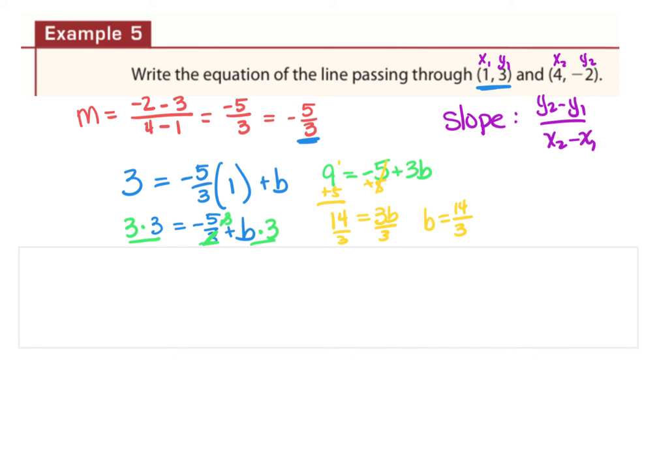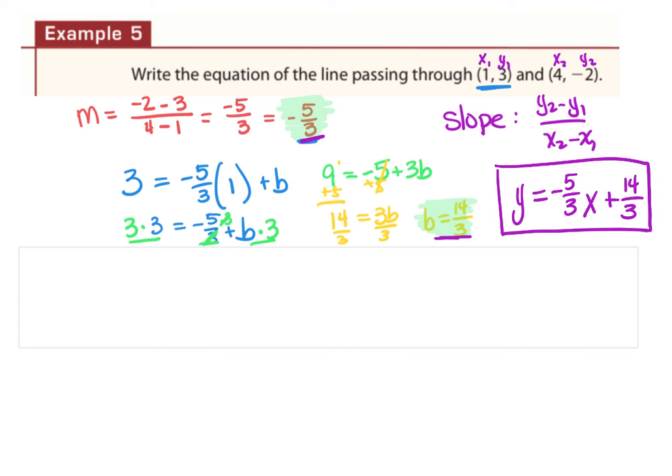Now, I have my m. That's what I solved for. I have my b. That's what I just solved for there. I can now write my equation. Y equals m. That's negative 5/3. X plus b. That is 14/3. And I have that in slope-intercept form. So when you're given 2 points, you're going to solve for your slope first, then use your slope in either one of your points to solve for your y-intercept. Then you're going to rewrite it in slope-intercept form.